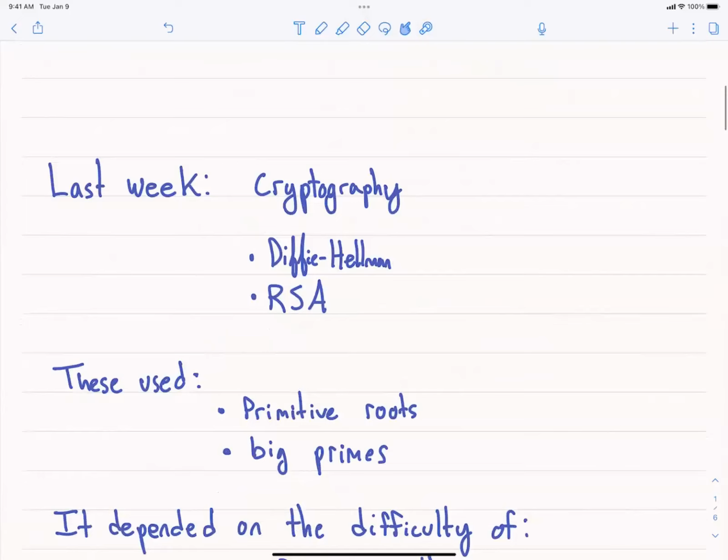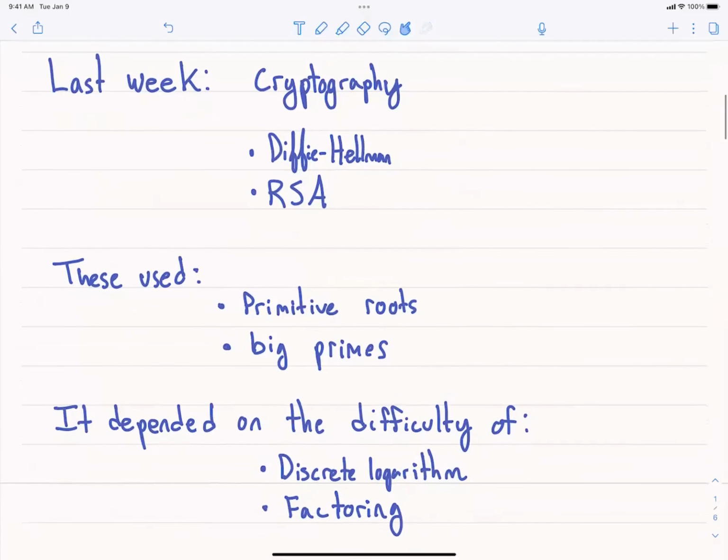Just to give some context for where we're at. Last week we talked about cryptography. We talked about two different schemes for doing cryptography. One was Diffie-Hellman. This was the scheme where you did some modular arithmetic to exchange a shared secret, and then you could use that to transmit messages from one person to another using, for example, a shift cipher. And then the other one was RSA public key encryption. That's the one where one person multiplies together two big primes, does some computations, posts some data publicly, and then people are able to send them encrypted messages.